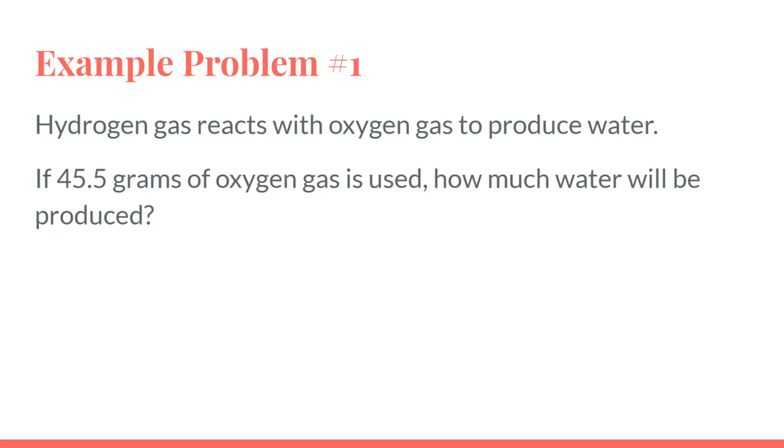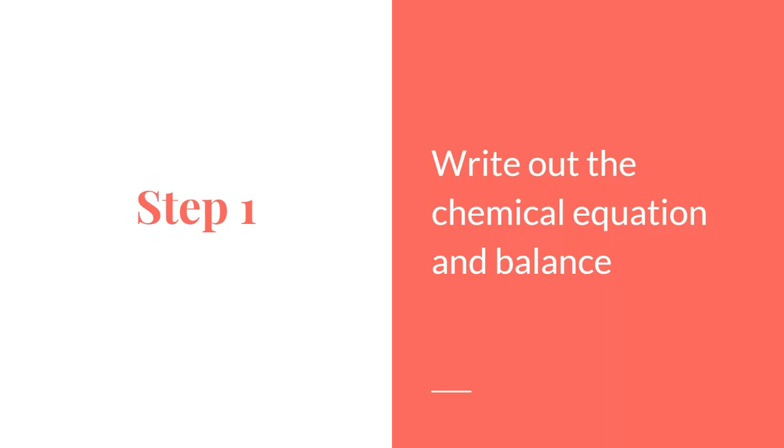So the first problem we are going to do, and it's the same in your packet, it says hydrogen gas reacts with oxygen gas to produce water. If 45.5 grams of oxygen gas is used, how much water will be produced? The first step, and I would like you to write this in your notebook, feel free to pause the video if you need to, is to write out the chemical equation and balance it.